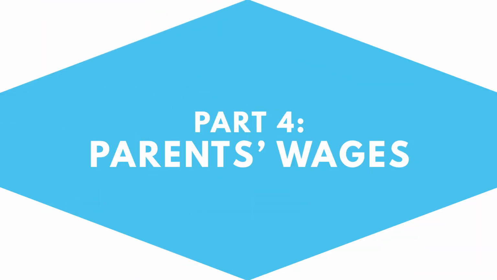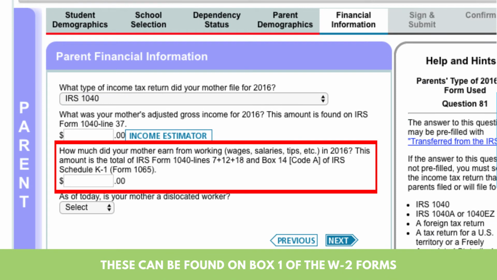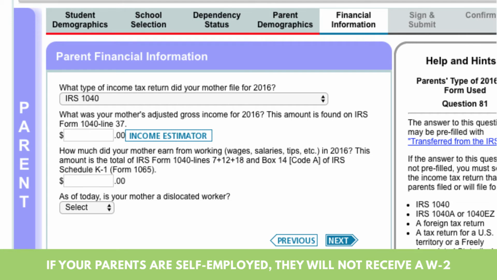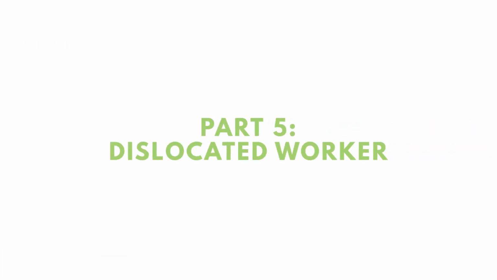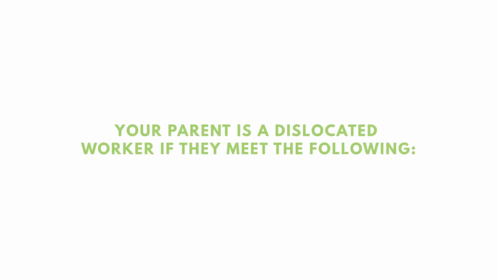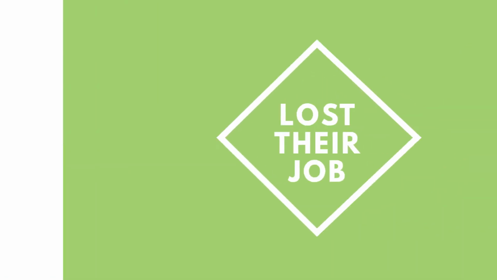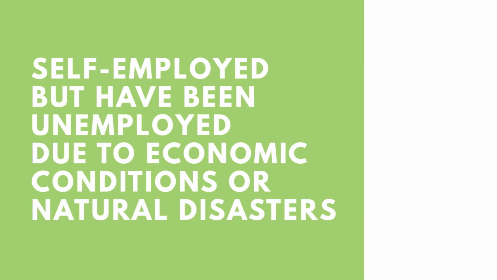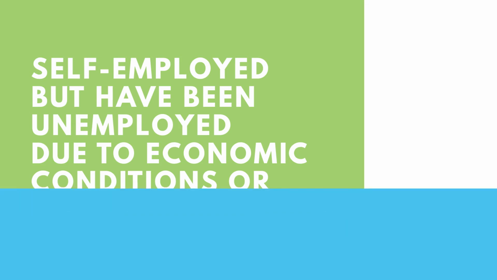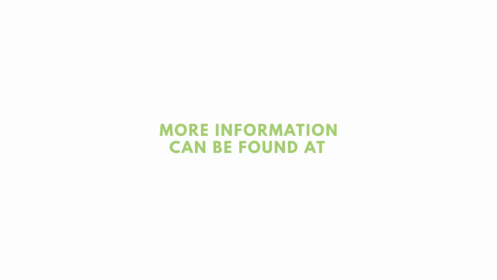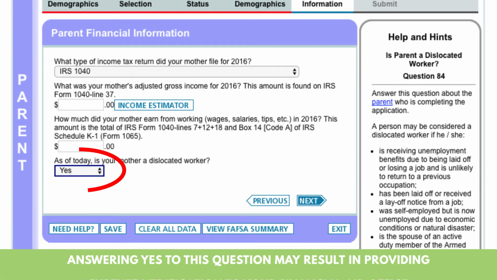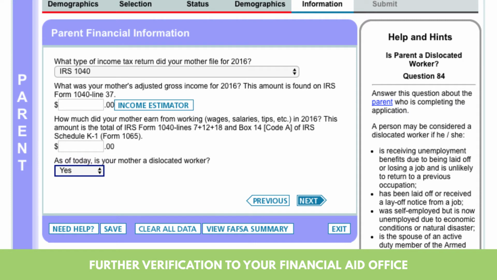Part 4. Parents' wages. These can be found on Box 1 of the W-2 forms received by your parents from their employers. If your parents are self-employed, they will not receive a W-2. Part 5. Dislocated worker. Your parent is a dislocated worker if they meet the following: have lost his or her job, if they have been laid off, if they received a layoff notice, if they are self-employed but have been unemployed due to economic conditions or natural disasters, if they are displaced homemakers. More information can be found at FAFSA.gov. Answering yes to this question may result in providing further verification to your financial aid office.